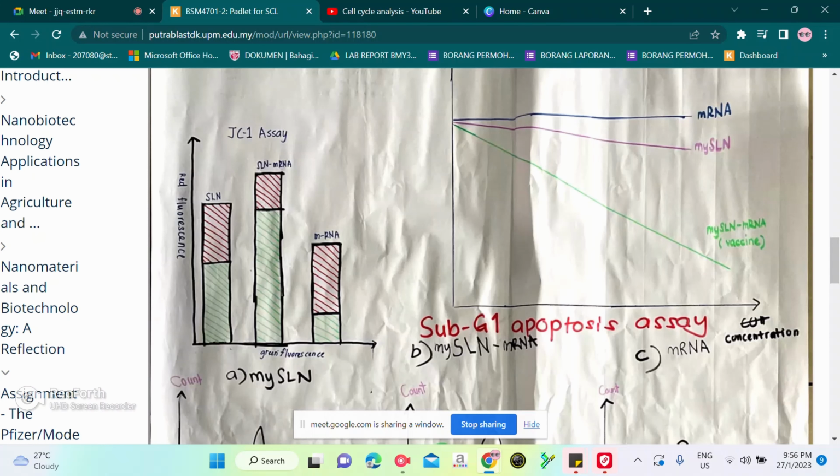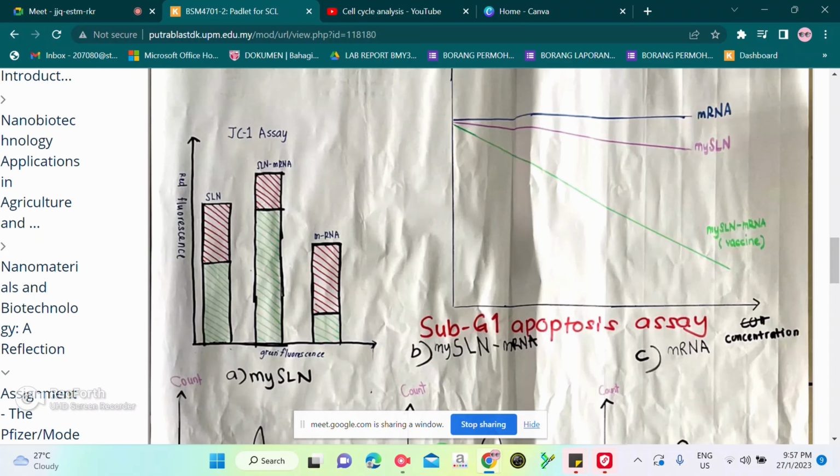Okay, for my part, my name is Sri Tinishwan. My matrix number is 208405. I will explain the JC1 assay. In this graph, we will observe the red fluorescence and the green fluorescence. The mRNA and SLN are both controls: mRNA is the negative control and SLN is the positive control.